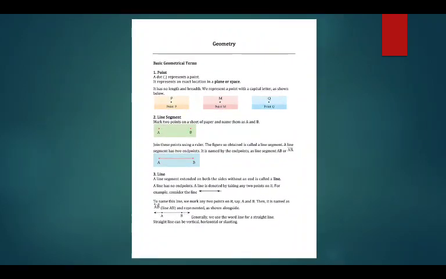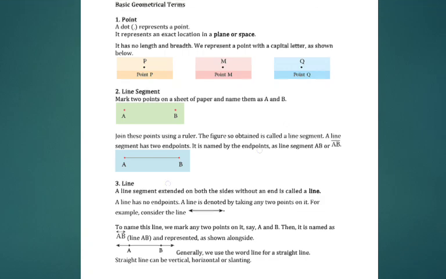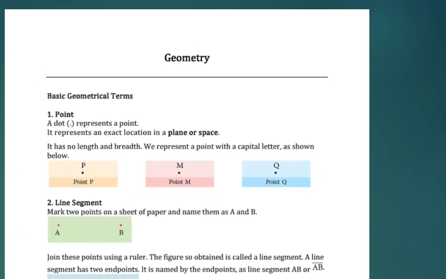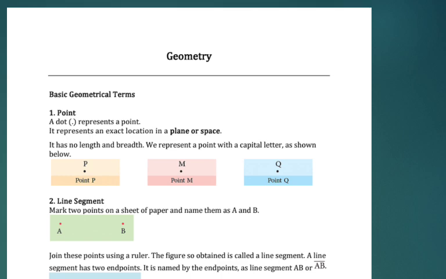What do you mean by geometry? In geometry we learn about shapes and lines. First, point. What do you mean by a point? A point is nothing but a location. You represent a point simply by a dot like this. So a dot represents a point. It represents the location. A point is nothing but a location in a plane or space.